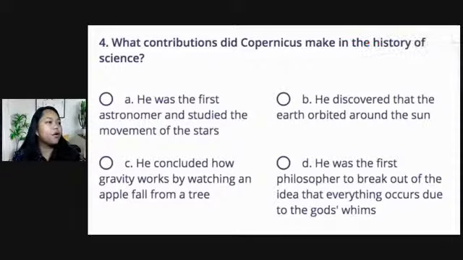Okay, number 4. Karamihang sagot ay letter B. For number 4, letter B. And of course, letter B here is the correct choice.